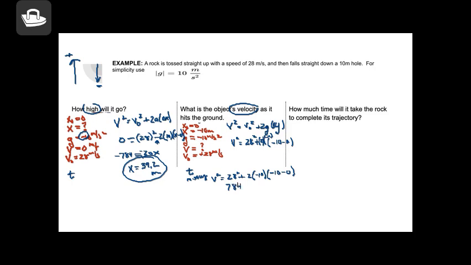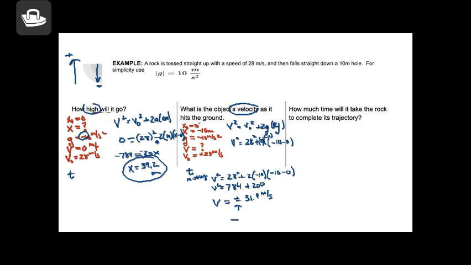So take the square root of both sides, and you're going to get plus or minus 31.4 meters per second. Now you need to conceptually analyze, well, is it positive or negative? Well, if I'm looking at hitting the ground, then I have to choose the negative solution. So negative 31.4 meters per second is the velocity that it hits the ground. And of course, the speed would be 31.4.